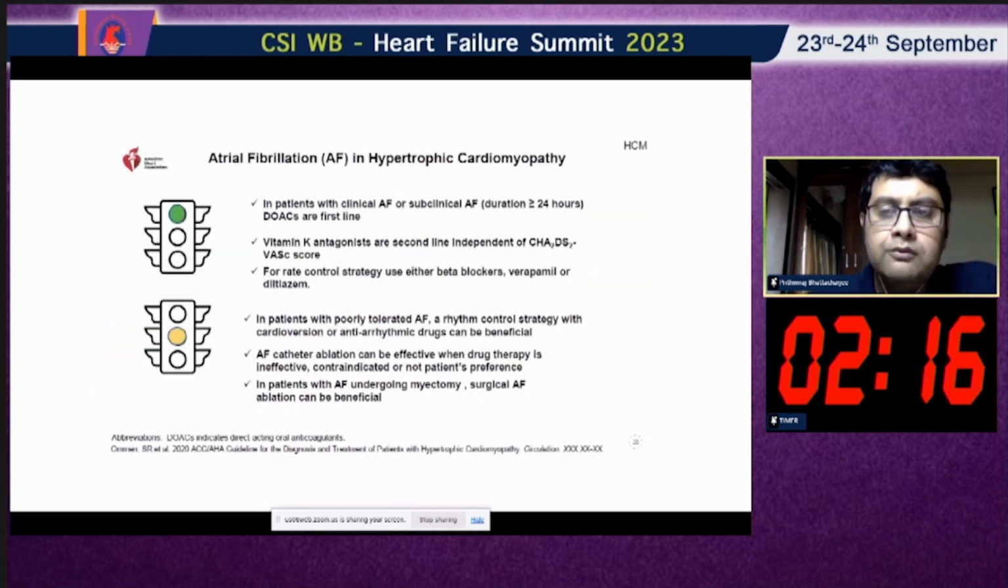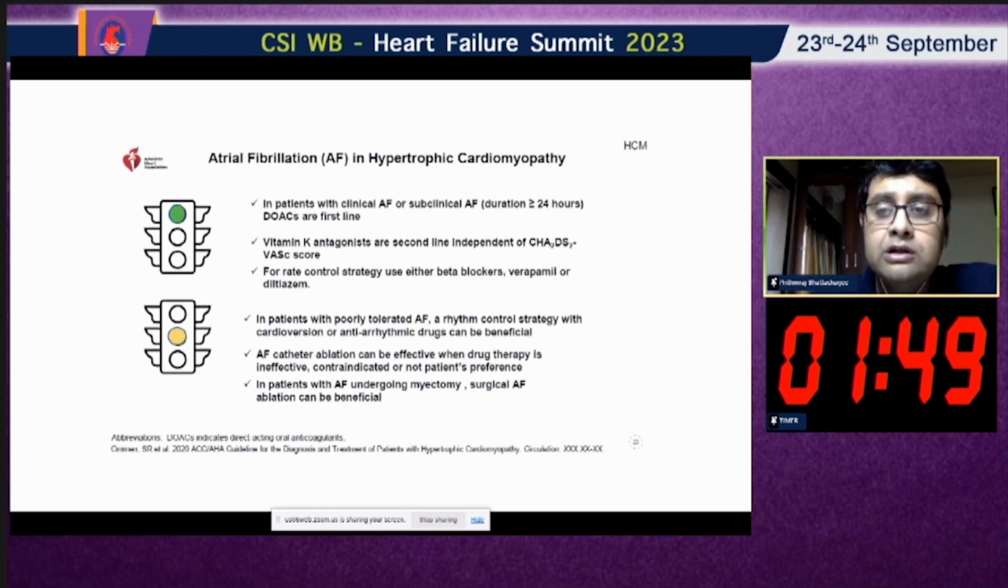So for current guidelines, atrial fibrillation in hypertrophic cardiomyopathy should receive anticoagulant drugs as first line, irrespective of the CHA2DS2-VASc score. Vitamin K antagonists are the second line of choice, and for rate control strategy, we can use beta blocker, verapamil, or diltiazem. Catheter ablation is a class 2A indication in patients with poorly tolerated AF when drug therapy is ineffective. In patients undergoing myectomy, surgical AF ablation may be beneficial.